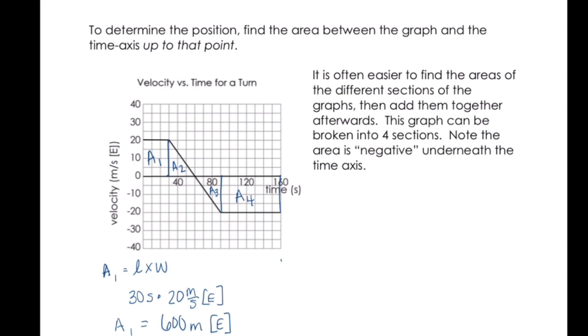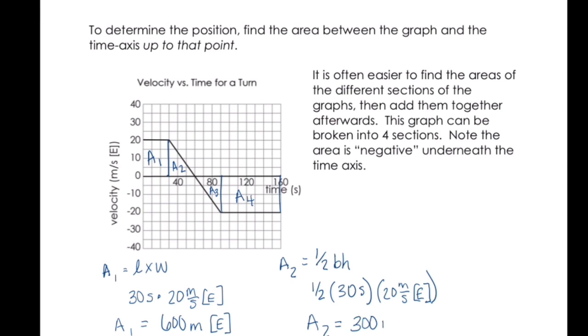For area 2, we're going to use the 1/2 base times height to find the area of the triangle. So we're going to have 1/2, and then we went for another 30 seconds, and our height was 20 meters per second east. So our A2 is going to end up being 300 meters east.